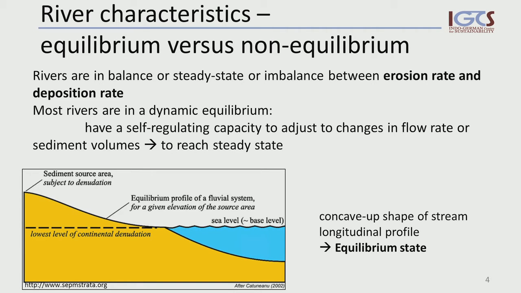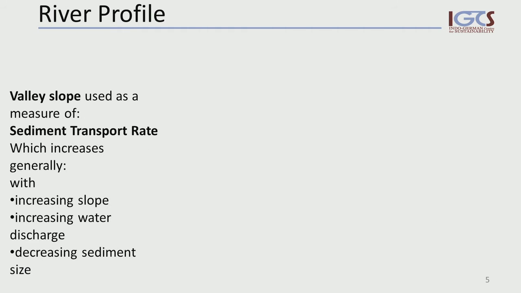However, as you may imagine, most of the rivers are not in equilibrium. So we speak of a dynamic equilibrium instead, which also is a description of the self-regulating capacity of the streams to adjust to changes. And those changes may be in flow rate or in sediment volumes. And we speak then of a steady state instead of an equilibrium as such. Most of our rivers are in a steady state equilibrium.